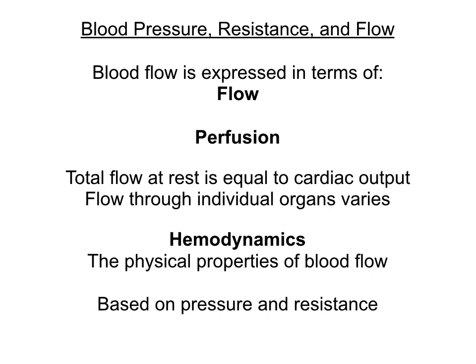Now, total flow at rest is equal to your cardiac output, which is why understanding the factors that affect cardiac output, as you learned in Chapter 19, was so crucial. Whatever affects the heart is going to affect your flow. Now, blood flow through individual organs actually will vary depending upon the actual activity of the tissue at any point in time.